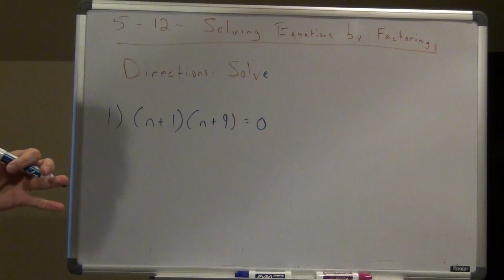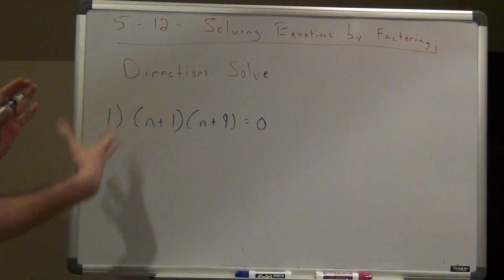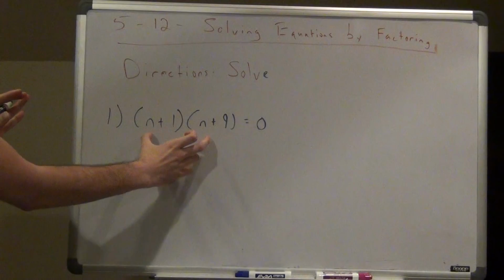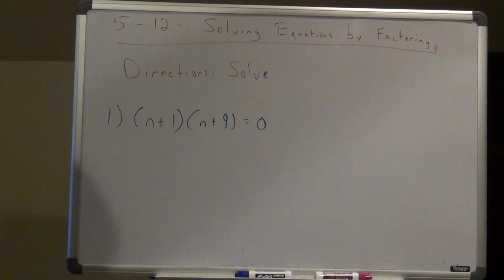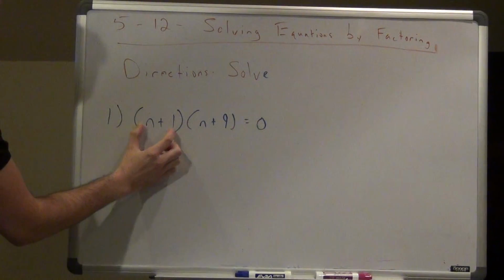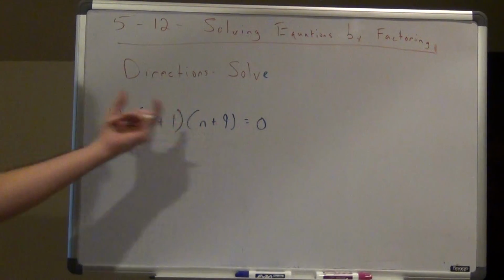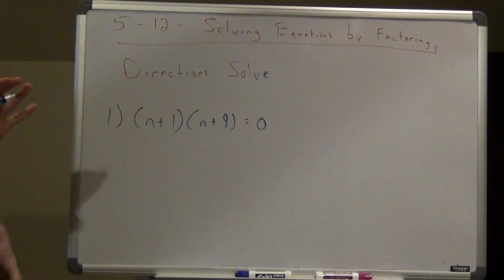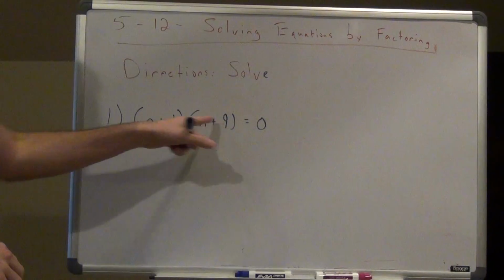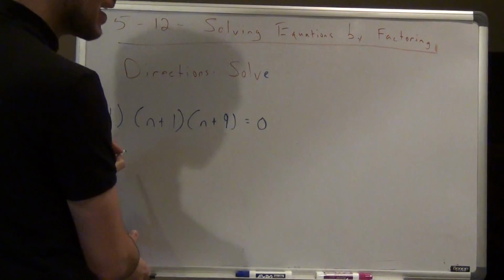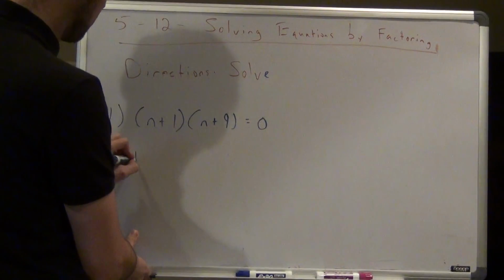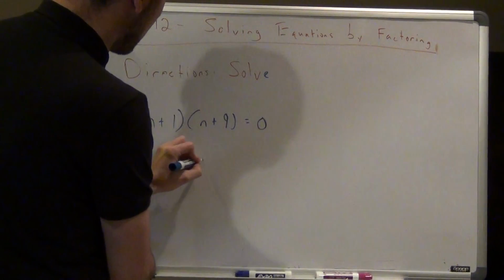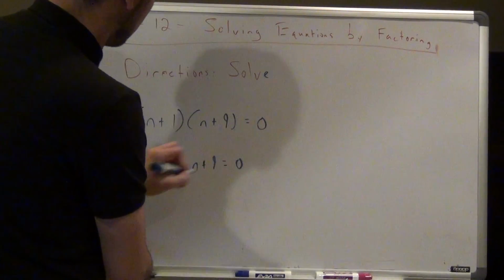Now in order to solve this, so let's say this was factorable. Once we factor it, we get to this point. Once you get to this point, the next thing you have to do is set each piece equal to 0. So if it's already expanded out for you like this and equal to 0, all we're going to do is set each piece equal to 0. So I'm going to set n plus 1 equal to 0 and n plus 9 equal to 0. So we're going to solve here.